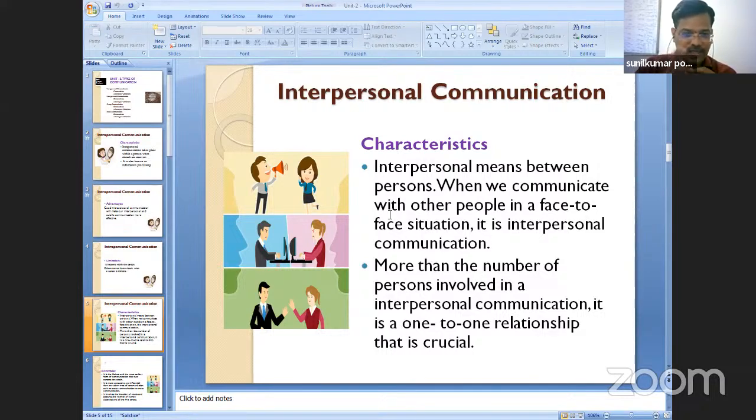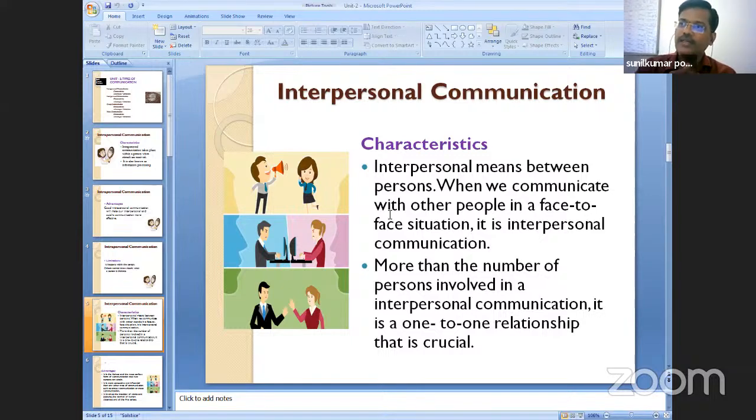Another image shows each of them speaking openly. So this is also two-way communication. These are the examples for interpersonal communication. Interpersonal means between persons. When we communicate with other people in a face-to-face situation, this is called interpersonal communication. More than the number of persons involved, it is the one-to-one relation that is crucial.